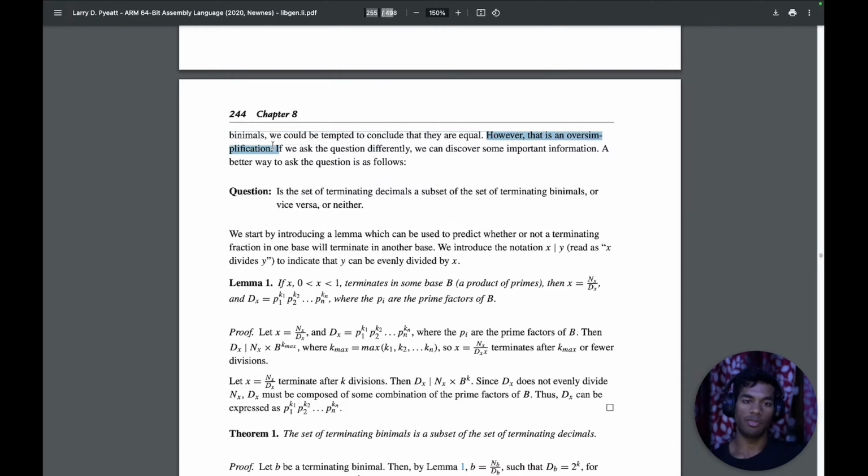However, that is an oversimplification. If we ask the question differently, we can discover some important information. A better way to ask the question is as follows. Is the set of terminating decimals a subset of the set of terminating binimals, or vice versa, or neither? That is a good question. Terminating decimals, we can represent them using finite numbers. Is that a subset of terminating binimals?